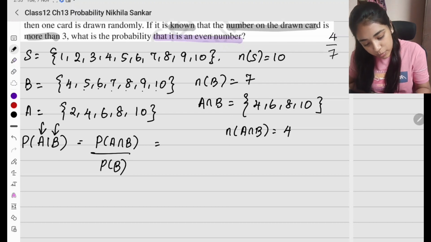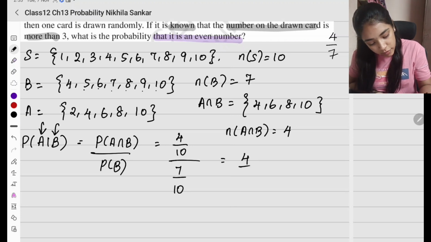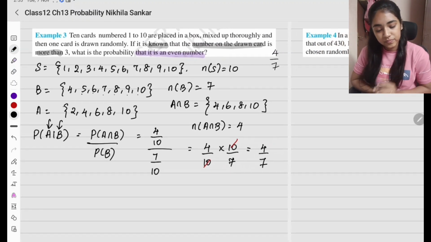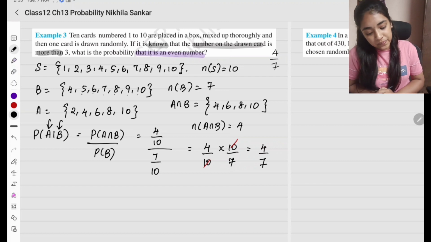So probability எப்படி இருக்க போகுது? 4 divided by 10. The whole divided by 7 divided by 10. So I can write this as 4 by 10 times 10 by 7. So I can cancel the 10 and the 10. I'll be left with 4 divided by 7. The two cancel out. So this is going to be my probability. Okay, simple. Please copy.